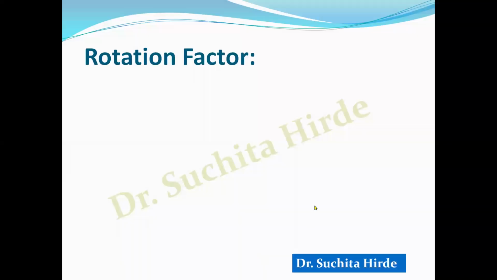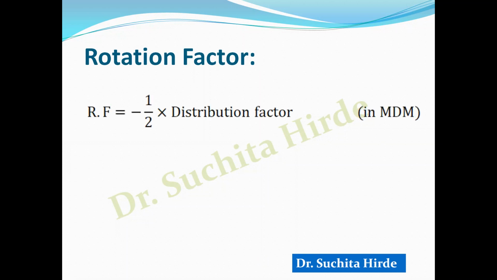In moment distribution method, we calculate the distribution factor using some tabular form. Similarly, here also we calculate rotation factor, and this rotation factor is nothing but minus half times distribution factor, just similar to moment distribution method. In moment distribution method, we calculate distribution factor. If you multiply that distribution factor by minus half, you will get rotation factor.